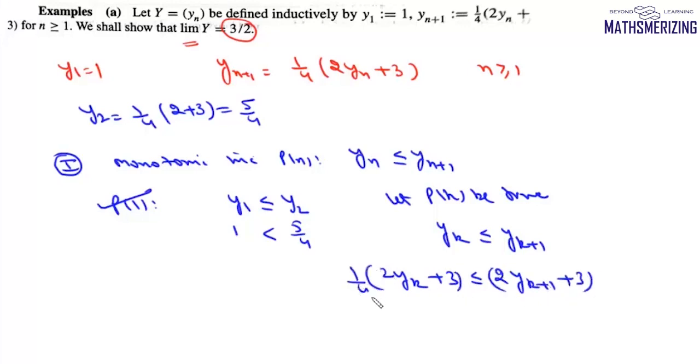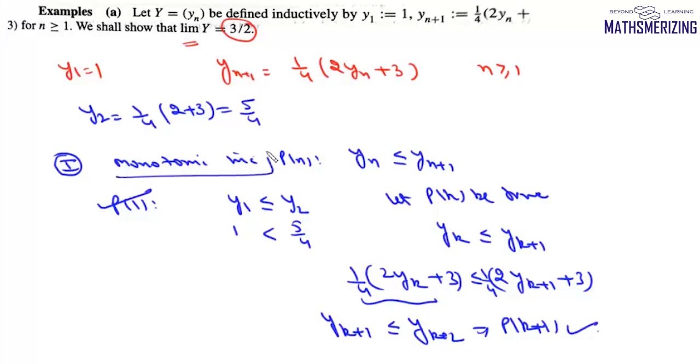So we'll get 1 by 4 of this first expression less than or equal to 1 by 4 of this second expression. Now this is nothing but yk plus 1. So we can write yk plus 1 will be less than or equal to yk plus 2. That means assertion pk plus 1 is true. So from mathematical induction we can say that this sequence is a monotonic increasing sequence.